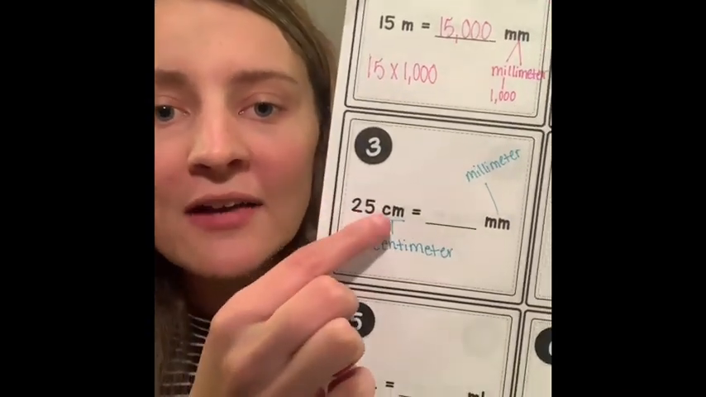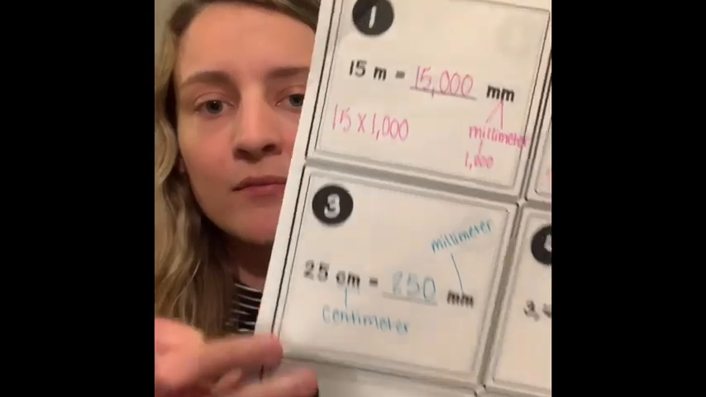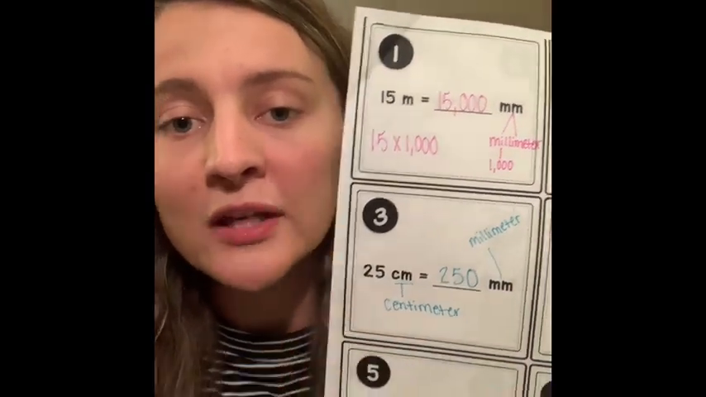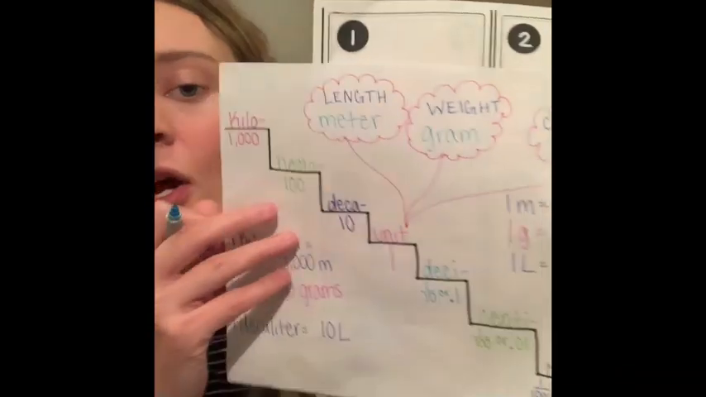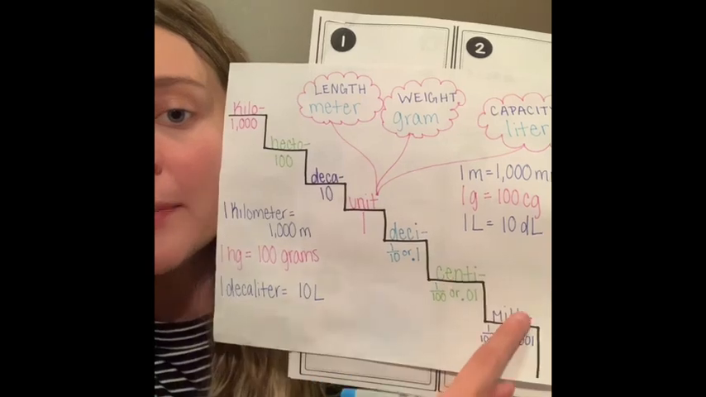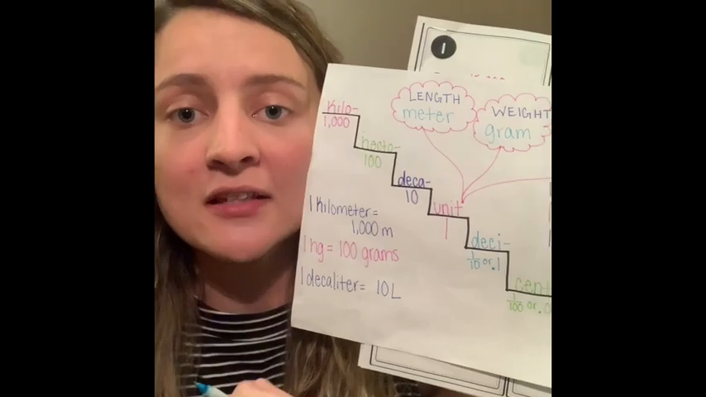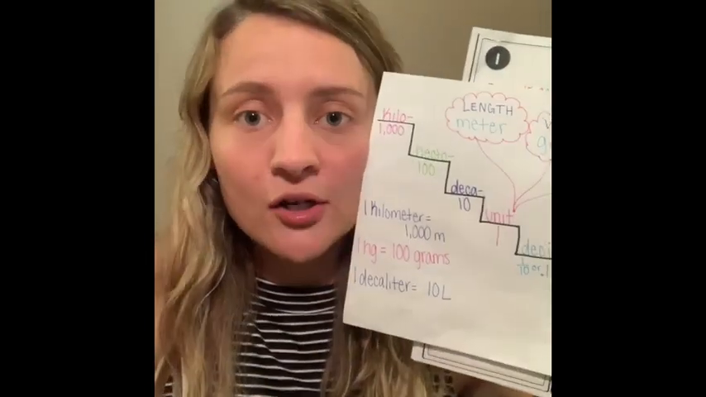So 25 centimeters is how many millimeters? Any guesses? 250. And we found that out because it only took us one try or one step to get from centi to milli. And a step going down means that you add a 0 at the end of the number because it's getting larger. The next problem that we're going to do today is number 14.